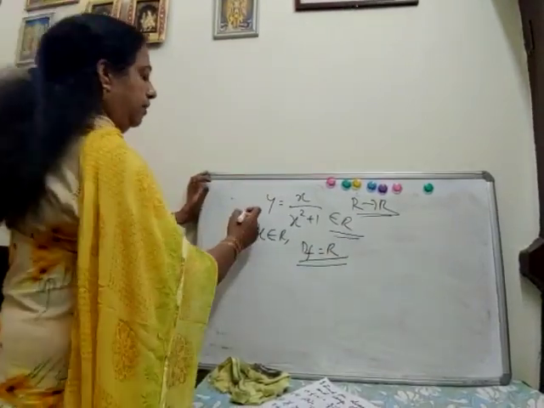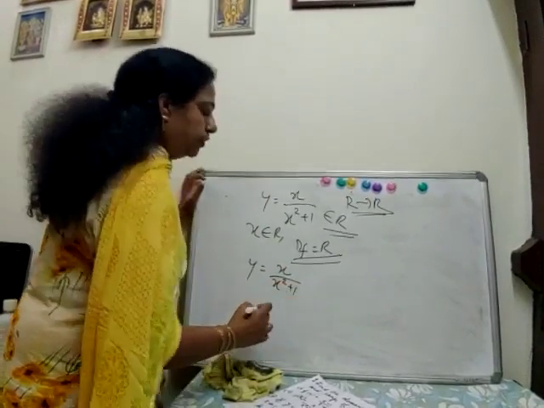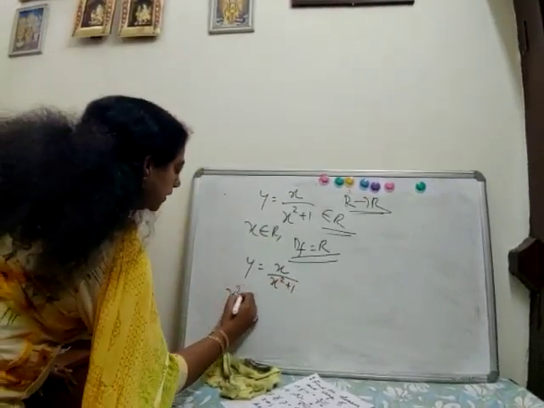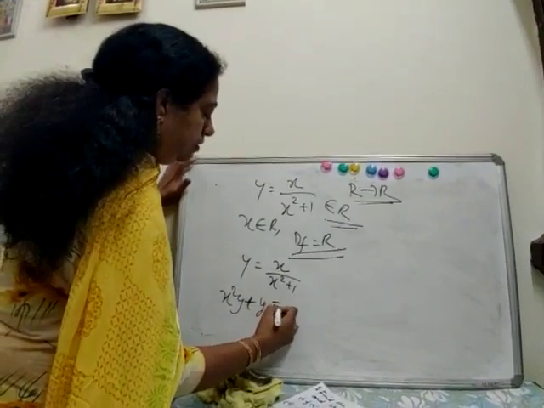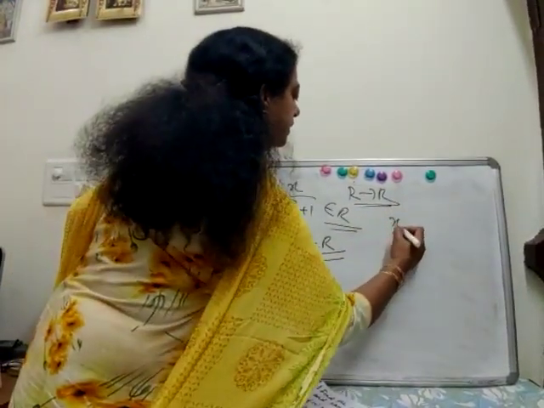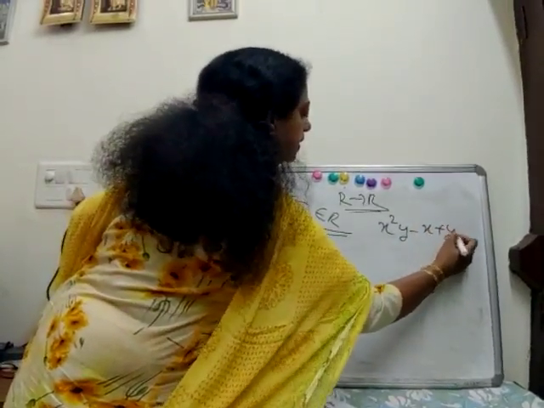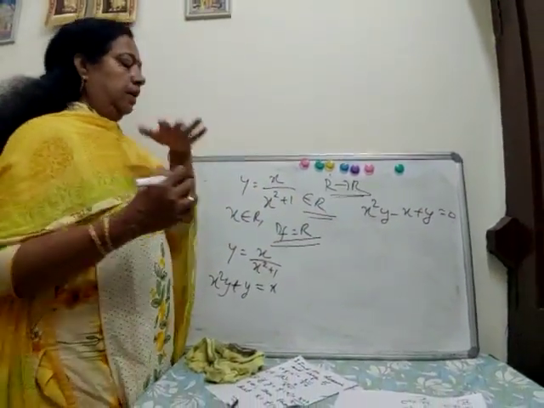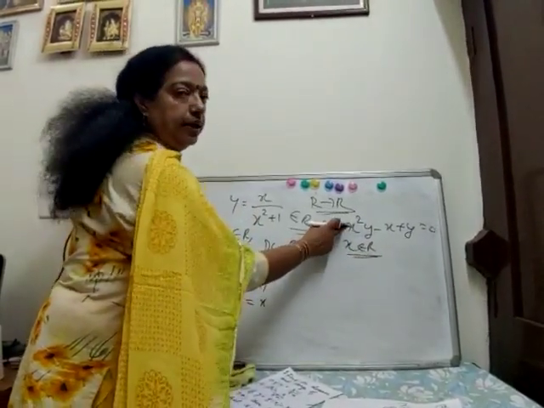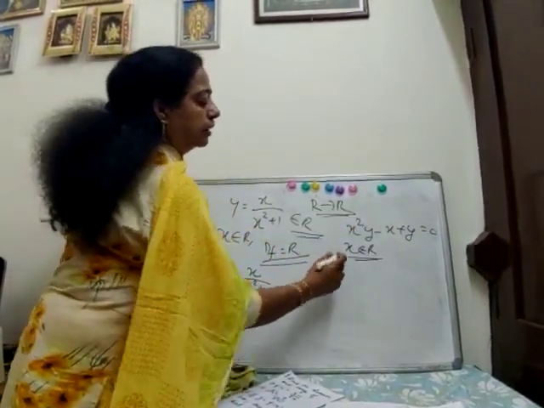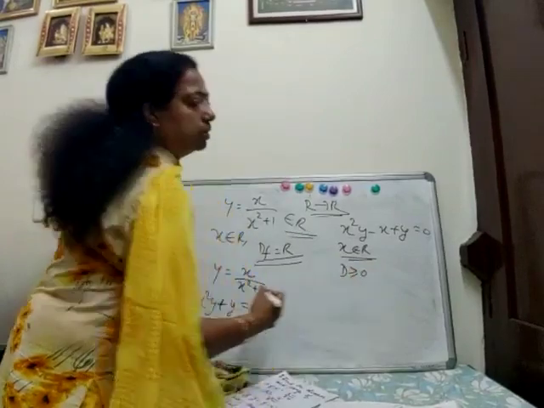Now to get the range, y equal to x by x squared plus 1. I am cross multiplying it. What will you get? x squared y plus y equal to x, or you will get x squared y minus x plus y equal to 0. So x is a real number here. If x is real, it is a quadratic in x. So if x is real, your discriminant D should be greater than or equal to 0.